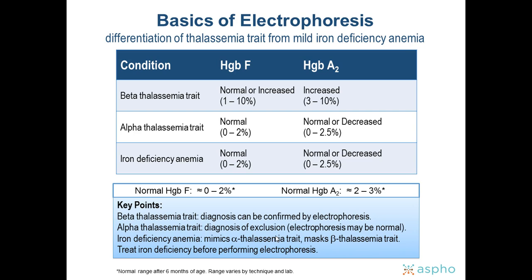Alpha thal is generally a diagnosis of exclusion because the electrophoresis may be normal. The problem is iron deficiency anemia on electrophoresis mimics alpha thal by driving down the A2, and occasionally it can blunt the elevation of hemoglobin A2 if you happen to have beta thal trait and iron deficiency at the same time. So the bottom line is treat iron deficiency before performing an electrophoresis.